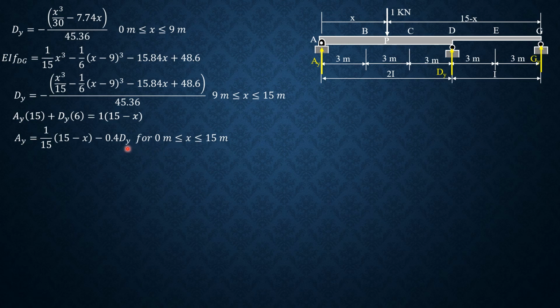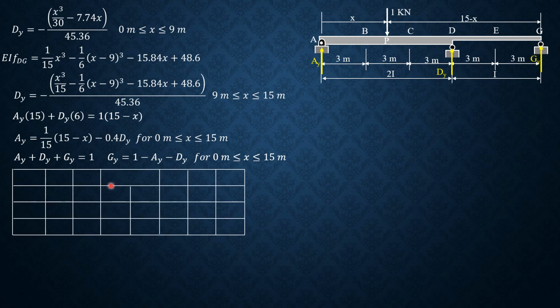But if we express it in terms of dy, remember that dy is divided into two parts, from 0 to 9 and the other one from 9 to 15. But anyway, after we solve for dy, we just substitute the value of x, we can solve for ay. Then summation of forces in y, considering the whole system, ay plus dy plus gy equals 1. Therefore, gy is 1 minus ay minus dy for 0 less than or equal to x less than or equal to 15.